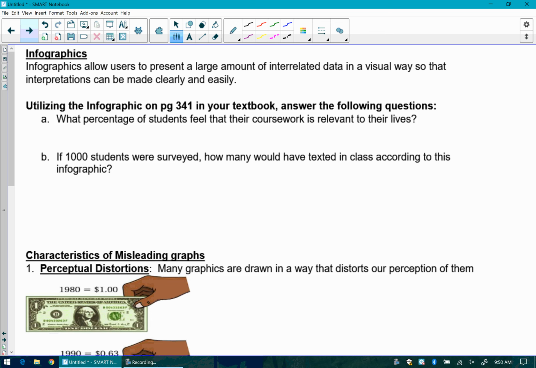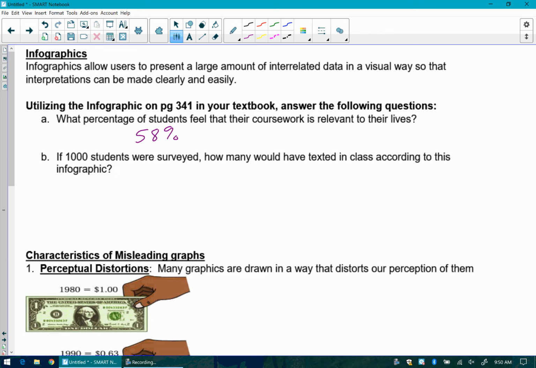The disadvantage is that there's a lot going on in a particular infographic, but it combines percentages, text, as well as graphics to help convey an overall message. So, for example, in part A, it says, what percentage of students feel that their coursework is relevant to their lives? When you first look at this question, there's a lot to look at on this page to find that one specific piece of information. But it's actually right at the top of the page on page 341. It's the second sentence. It says 58% of students feel that their coursework is relevant to their everyday lives.